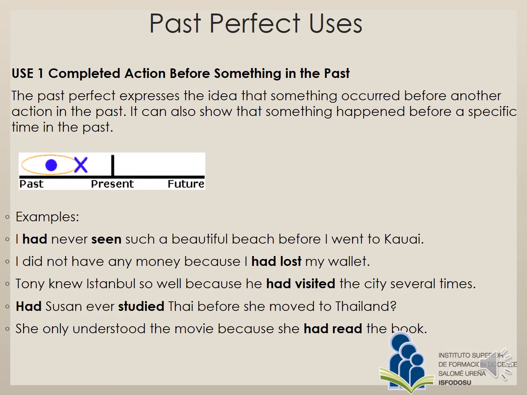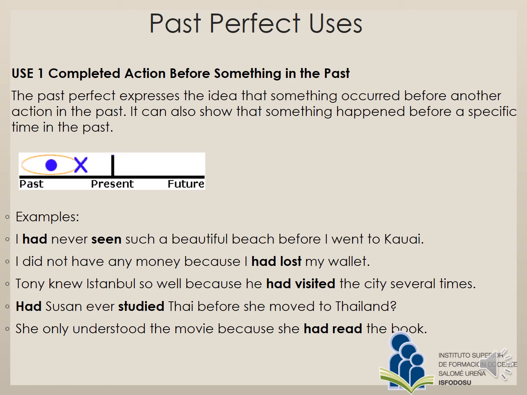So let's continue. Let's talk about the past perfect uses. Use 1: completed actions before something in the past. The past perfect expresses the idea that something occurred before another action in the past. It can also show that something happened before a specific time in the past, as I explained before. In this picture, we can observe that these two actions happened before the present, so they happened in the past. But we are indicating that this action happened first in the past than this one. So this is what we call the past perfect.